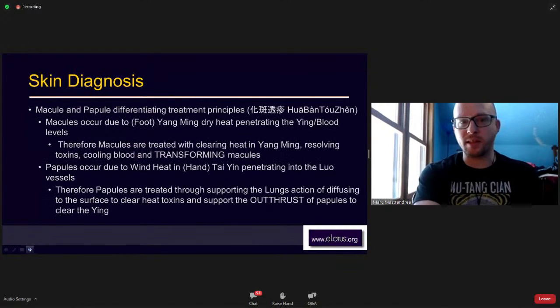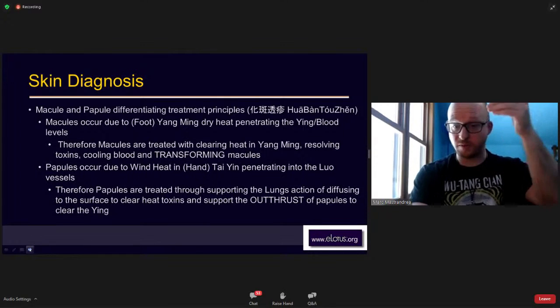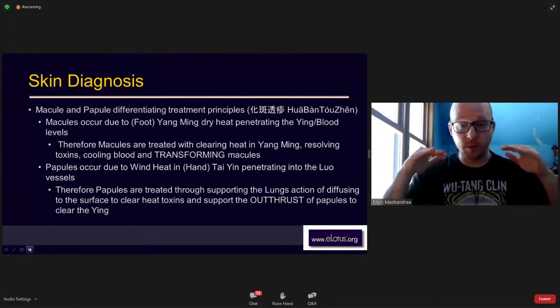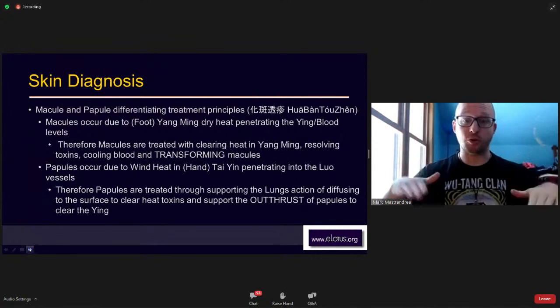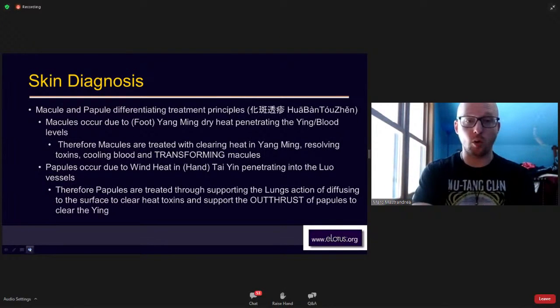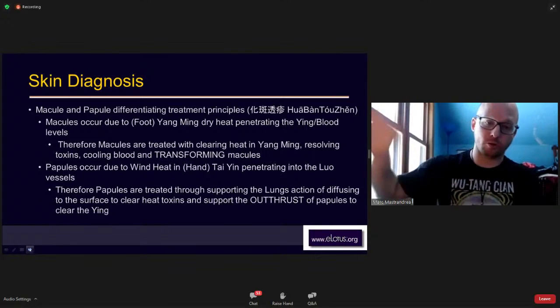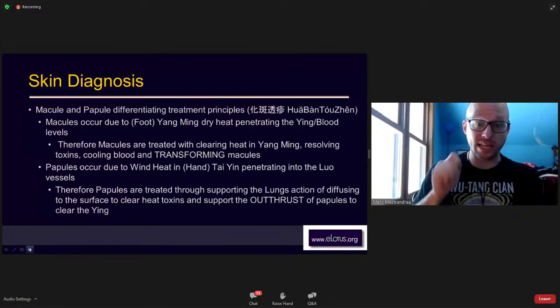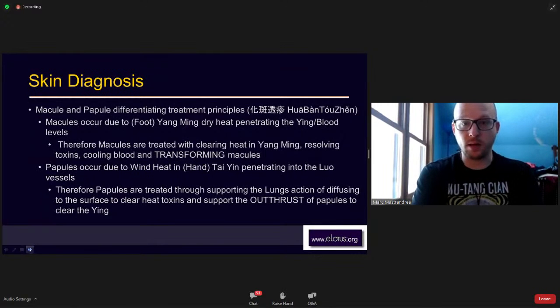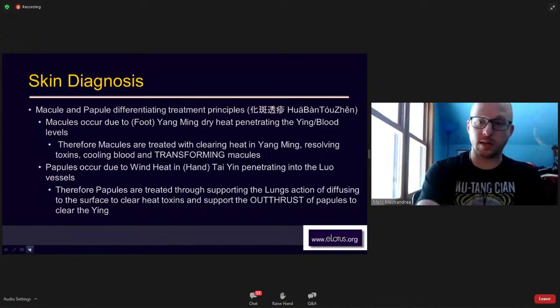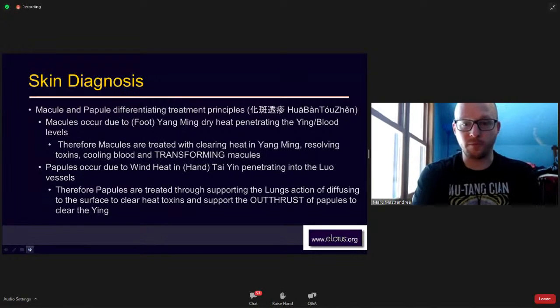So we want to help promote, like in macules, for example, where you have heat from Yang Ming penetrating the blood, the cooling of the blood and transforming of macules. That's the goal, right? Papules is more wind heat in the tie-in layer penetrating the low vessels. Therefore, in this case, you want to outthrust, right? And so you're going to see this is different with needling treatment. One is going to be clearing heat from Yang Ming, right? Stomach 36. The other one, outthrusting, you might be, for example, bleeding governing vessel 14, outthrusting the qi, right? GV14, Da Jue, right?